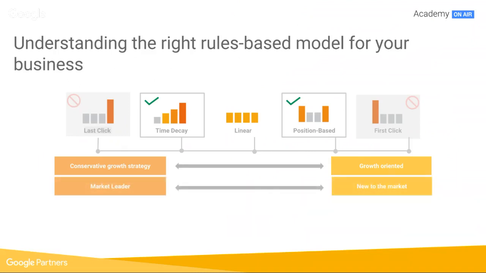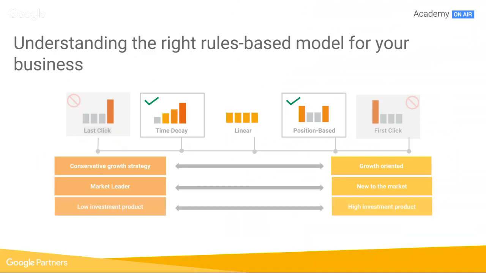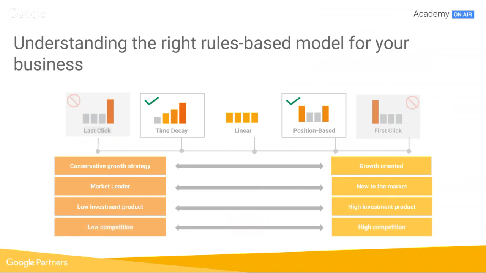A few checkups here. If you're new to the market, likely you're growth oriented; if you're a market leader, you might choose a time decay model. If you have a high investment product, you might be interested in getting into the customers' heads very early in the journey. If you're a low investment product, you might have shorter journeys and more spontaneous decisions. Or high competition and low competition. How much do you need to defend your position with customers?